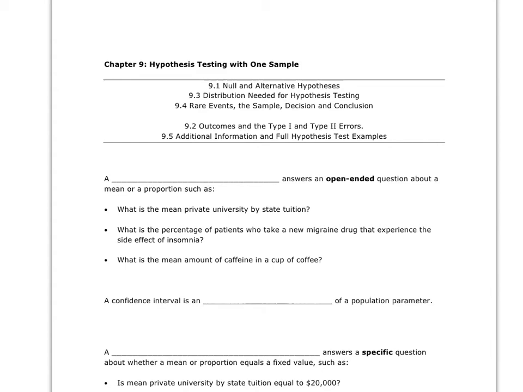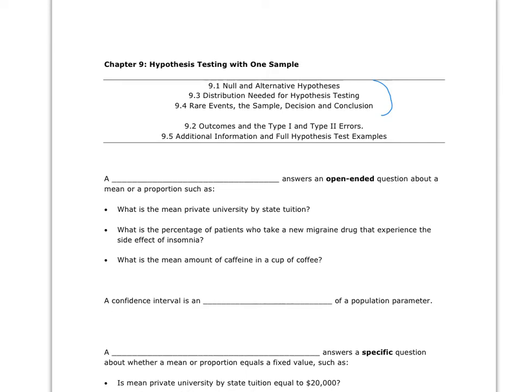Chapter 9 covers hypothesis testing, particularly with one sample. This is inferential statistics, just like confidence intervals were. So in inferential statistics, we are trying to come up with a decision or make a generalization about our population, just as a reminder. Chapter 9 is going to be broken up into two parts. We'll start off with this first part covering sections 1, 3, and 4, and then the next part will cover 2 and 5.